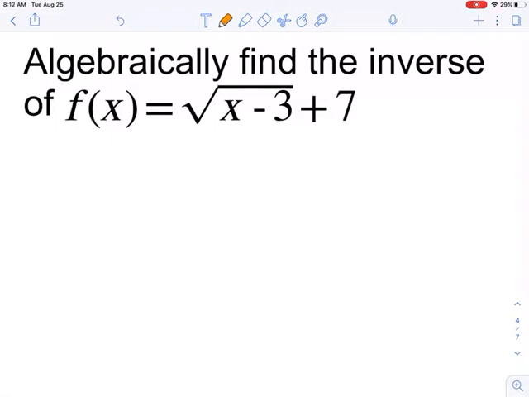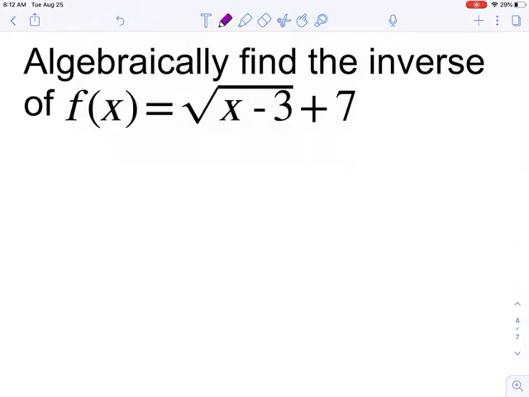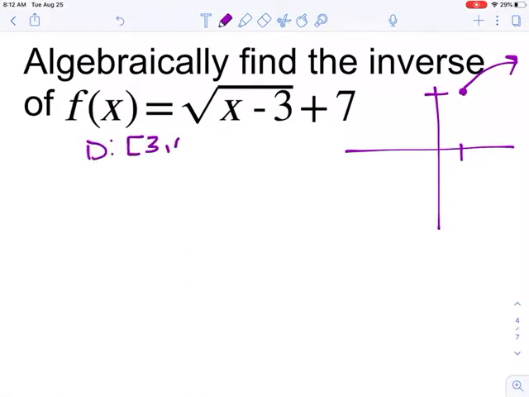All right, so the next algebraic example you had in your preview assignment was this. Before we go through the algebra of what you did, let's first talk about what the domain and range would be for this. So if we think about our parent functions and our transformations, this would be a square root graph shifted right 3 and up 7.